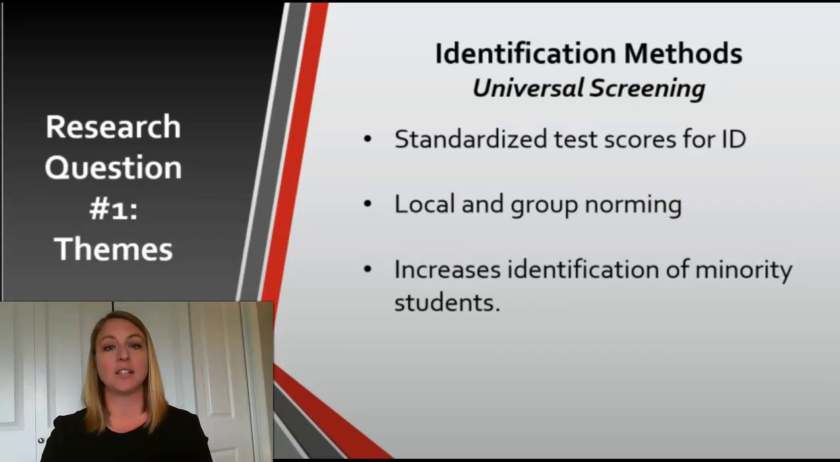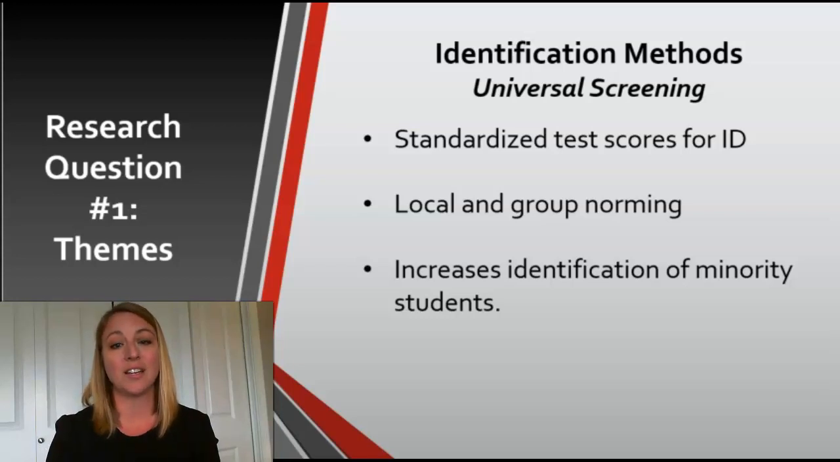Another commonly used identification method is the use of universal screening. Universal screening utilizes standardized test scores to screen all students for services. A cutoff score is used to identify the top performers who might benefit from services. Unfortunately, this can be a detriment to minority students due to the persistent achievement gap.